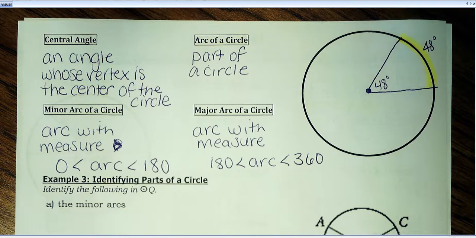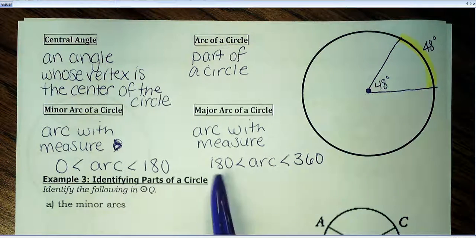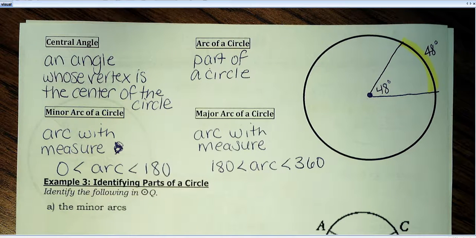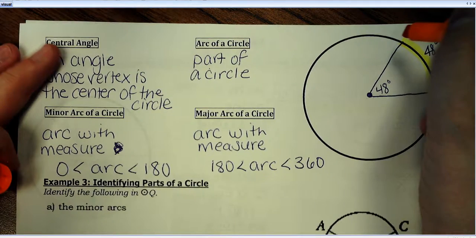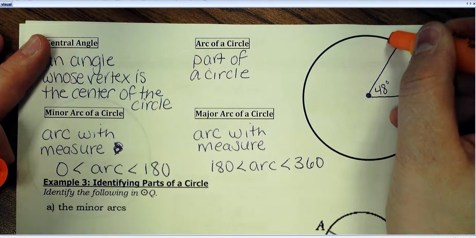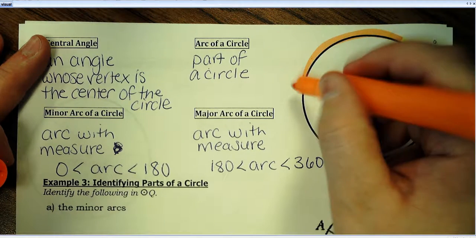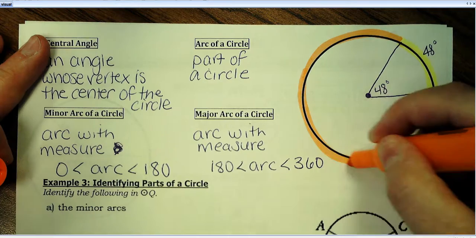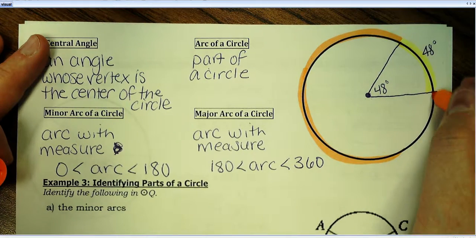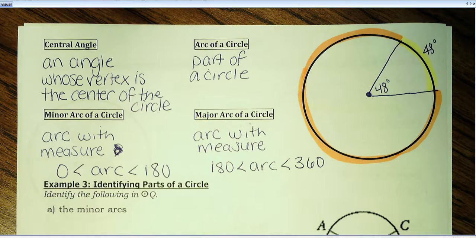Now, what we would call a major arc is greater than 180, so that means it's more than half of a circle and less than all the way around the circle, which would be a complete 360. So 360 degrees is a full circle. A major arc is going to go more than half a circle, but not a full circle. Half a circle is called a semicircle, and then all the way around would be a full circle. What I'm highlighting right now would be an example of a major arc.